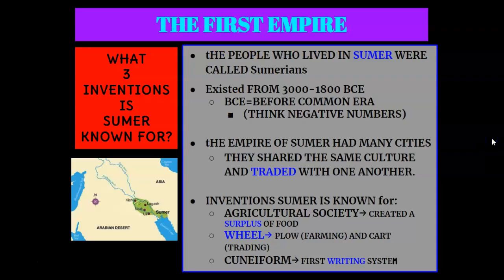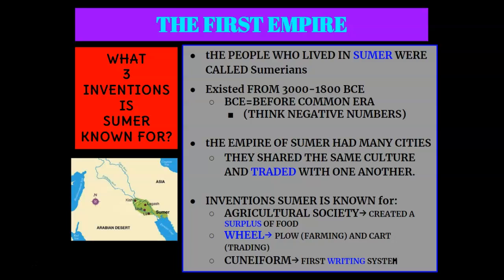The first empire. So the people who lived in Sumer were called Sumerians. Sumer is the first empire of Mesopotamia. And this existed from 3000 to 1800 BCE. BCE stands for before the Common Era, or you might have seen it as BC, before Christ. We use BCE, before the Common Era, to get rid of that religious aspect.